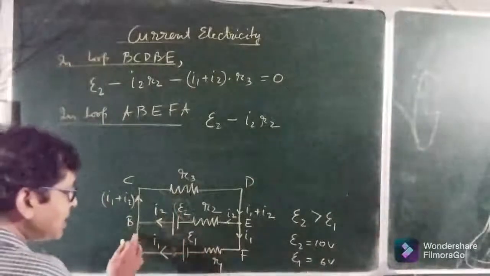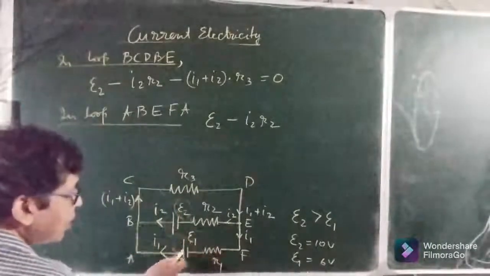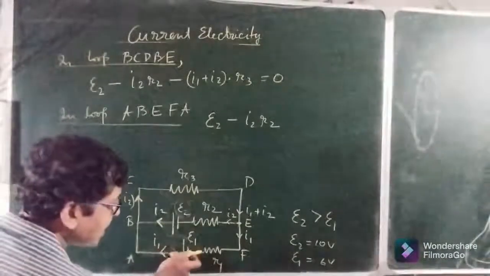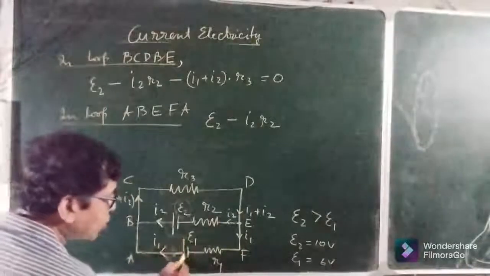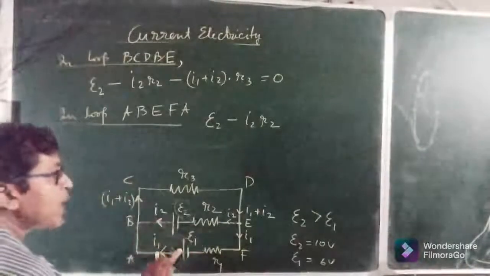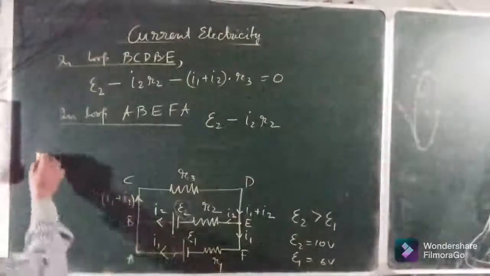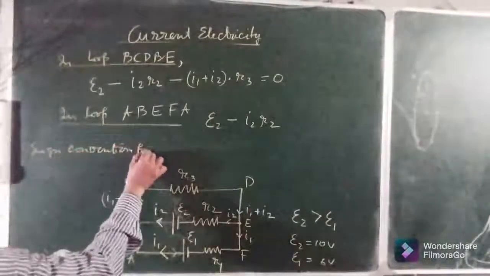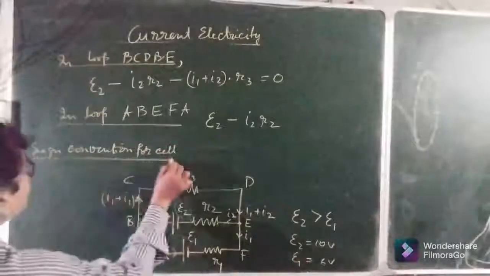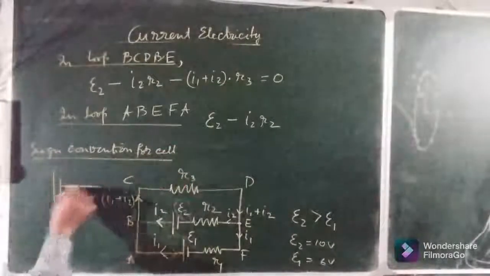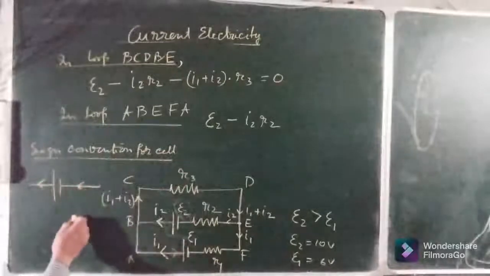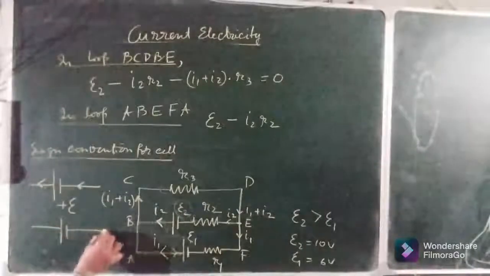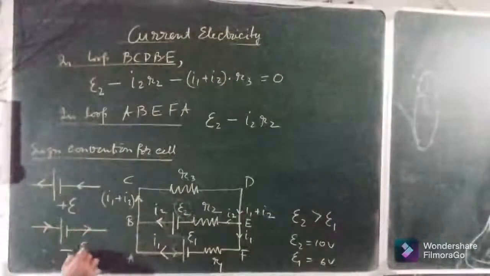Now since the current is in reverse direction inside this cell, since current is from positive terminal towards negative terminal, inside the cell when the current is from positive to negative terminal, it is taken to be negative. Sign convention for cell is what? When you see this, it is taken to be positive, but when you see this, it is taken to be negative.